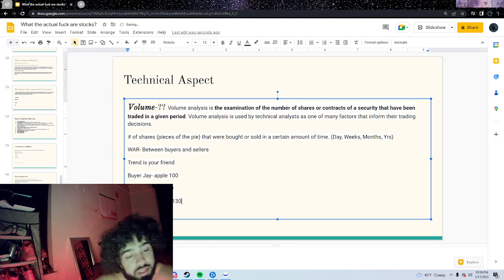What this basically means is you have to observe volume and how the market is trending just to get that money in and get the money out.